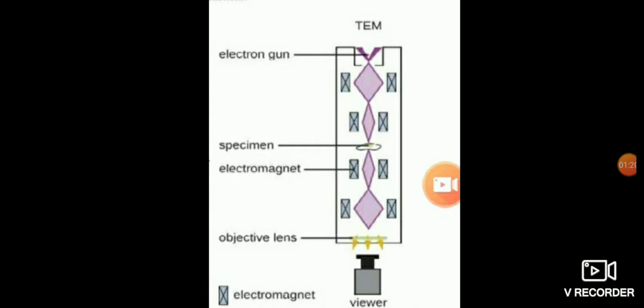An image is formed from the interaction of the electrons transmitted through the specimen. The image is magnified and focused onto an imaging device such as a fluorescent screen, a layer of photographic film, or to be detected by sensors such as a CCD camera. TEM works like a slide projector.